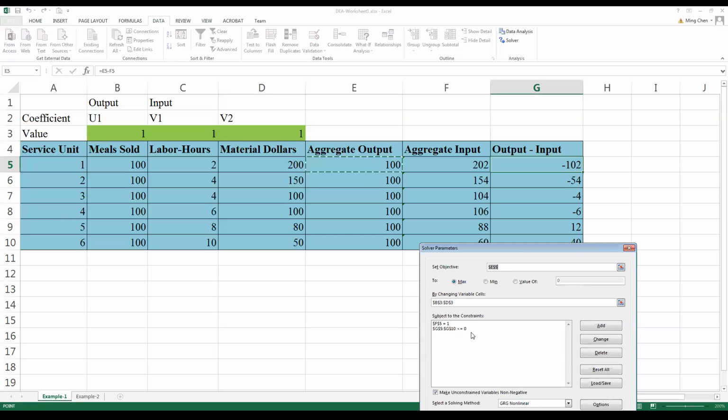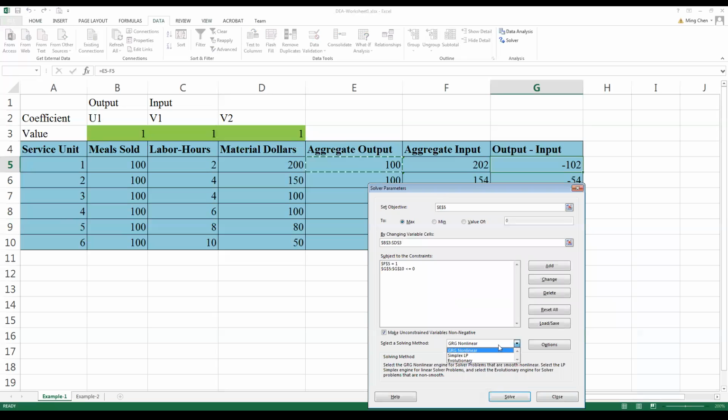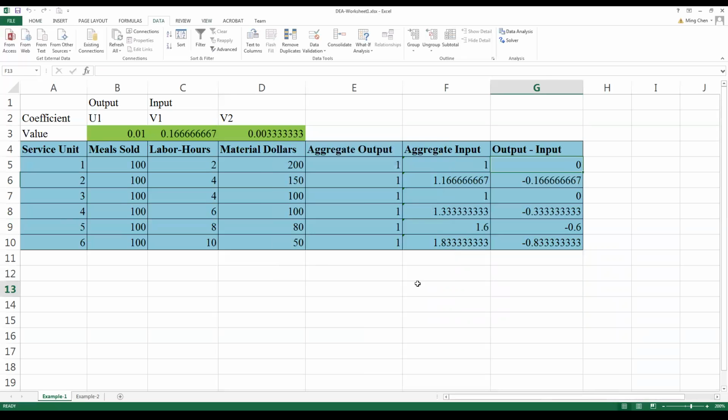And for the constraint, in addition to the common constraint, I also have an additional constraint that is specific to the service unit you want to assess. Here, because I want to assess the efficiency for service unit 1, I choose the aggregate input for service unit 1, which is F5. I make sure this one is equal to 1. You normalize the aggregate input for that particular service unit to 1. So I have two constraints. Then I choose simplex LP. I solve it. Click OK.